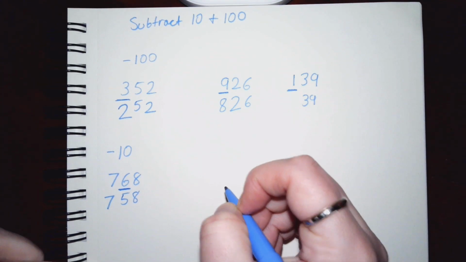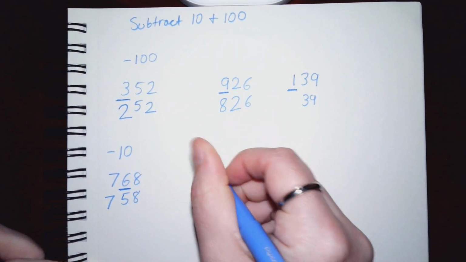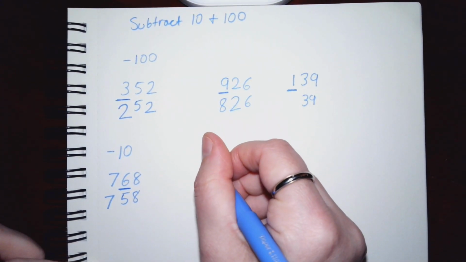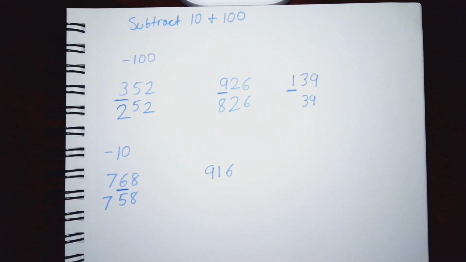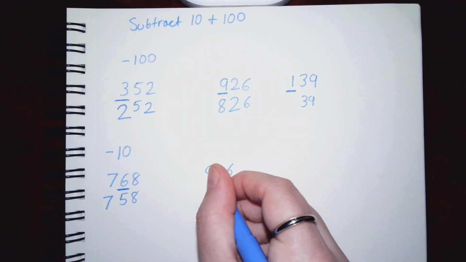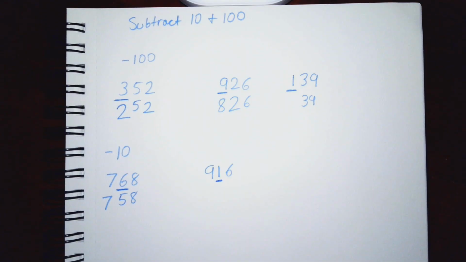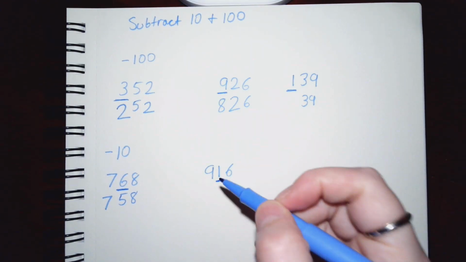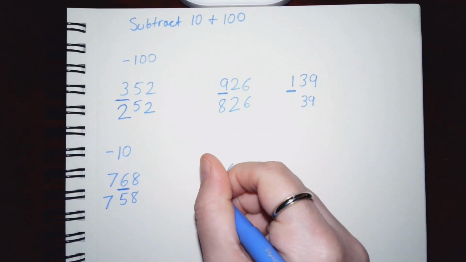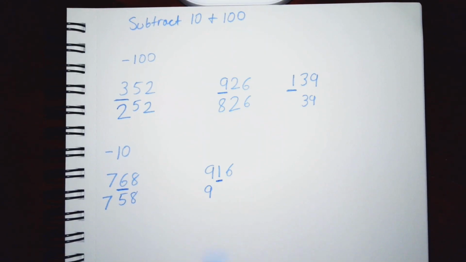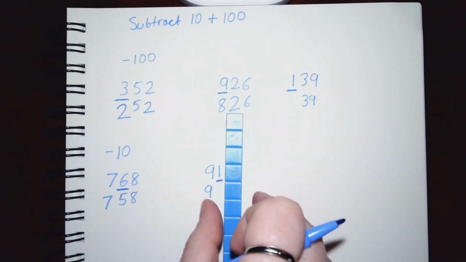Okay, my next one that we're going to do is, let's do 916. Now we're going to take away the tens place again. Question, am I doing anything with my hundreds? Nope, my hundreds are going to stay 900. Now how many tens do I have? I have 1. So I take that 10 away.